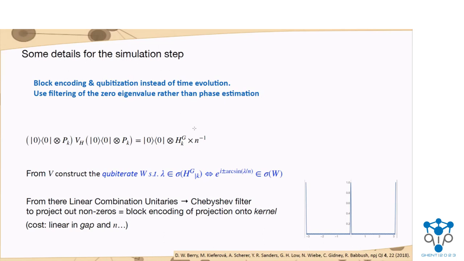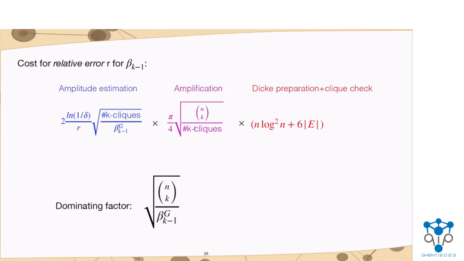And on this, we just apply linear combination of unitaries with the so-called Chebyshev filter, which is going to throw away everything which wasn't the zero eigenvalue in the original Hamiltonian and project to one everything else. And the overall cost is going to be just linear in the gap of the Hamiltonian and the total dimension of the system. And then we do careful counting of the resources, which was rather painful.